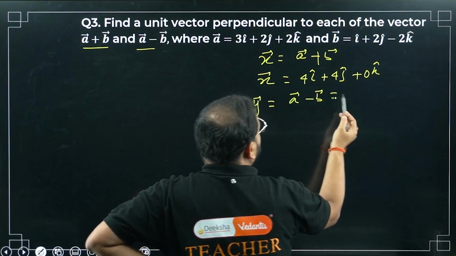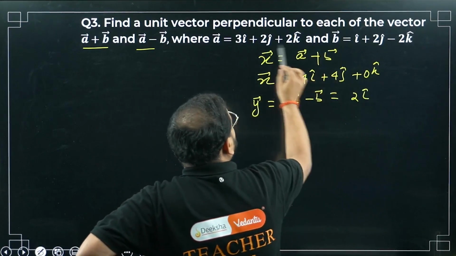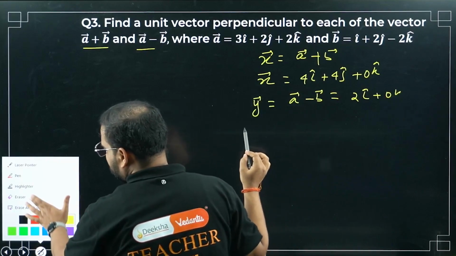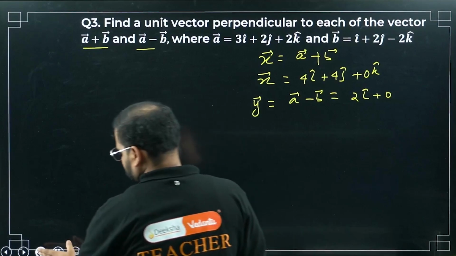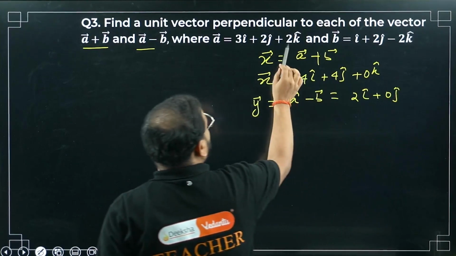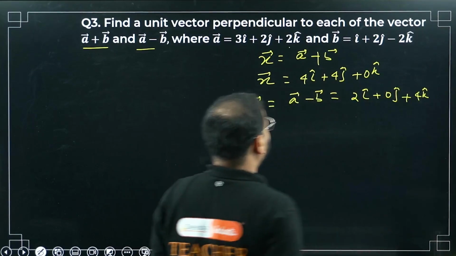What's the result? A minus b: 3i minus i, 2i cap. 2j minus 2j, plus 0j cap. And 2k minus minus 2k, 4k cap. This is vector y.